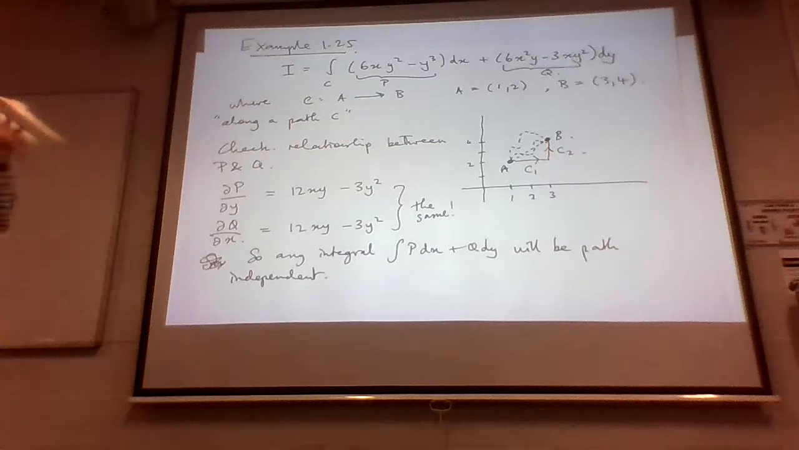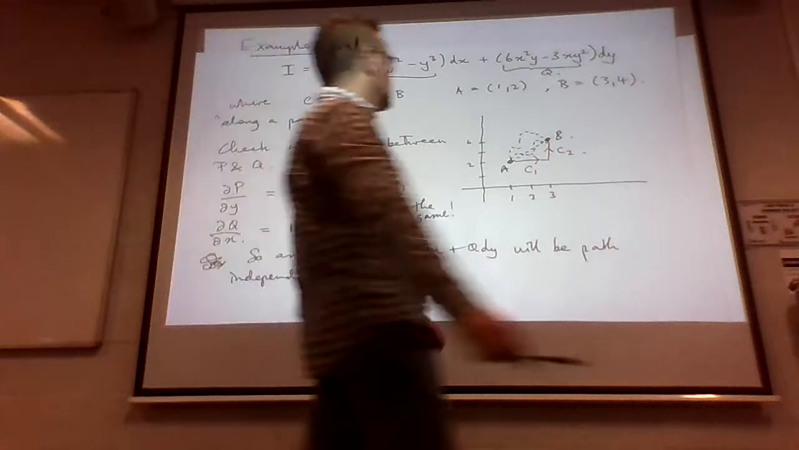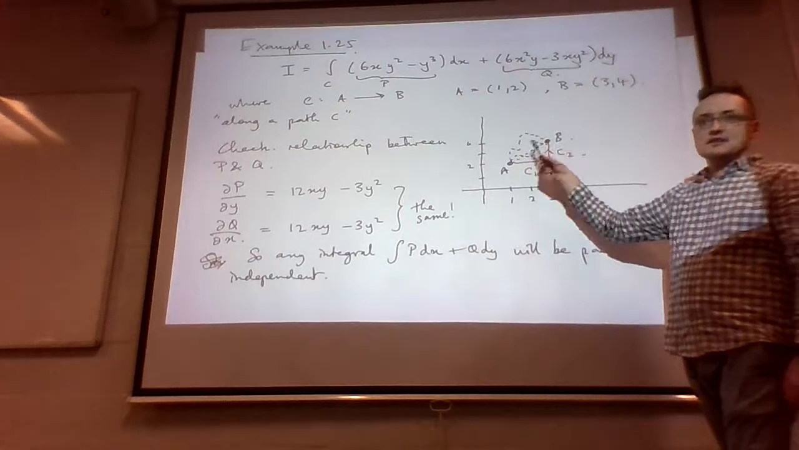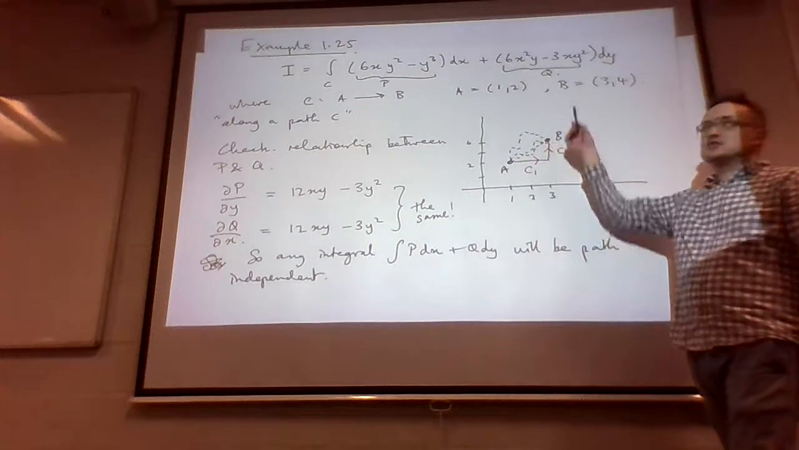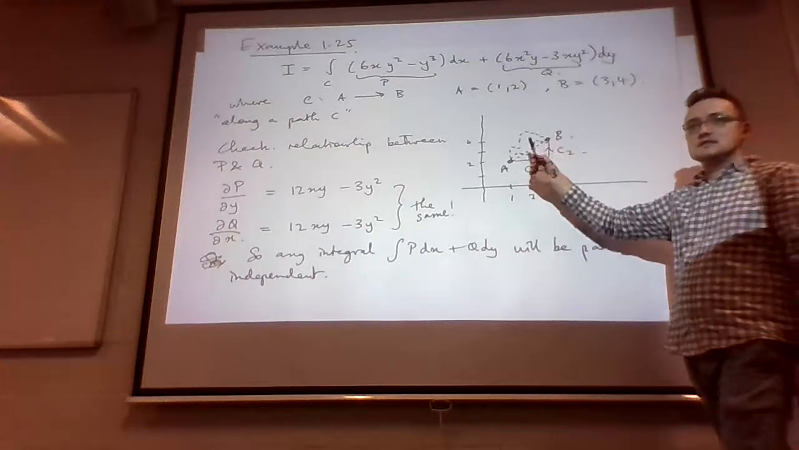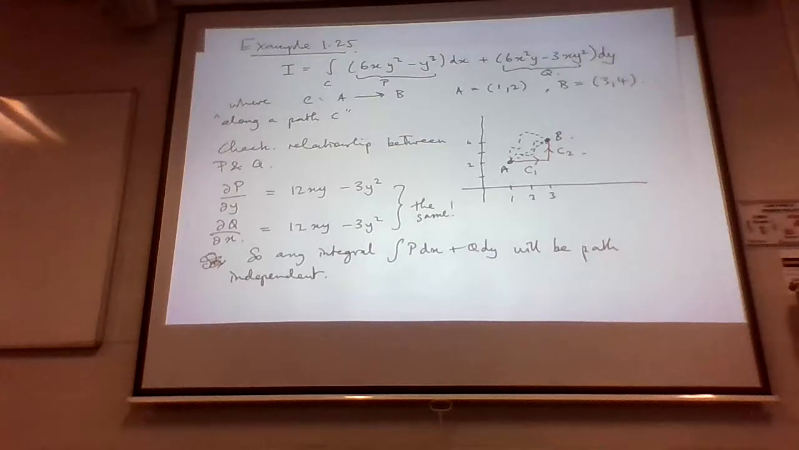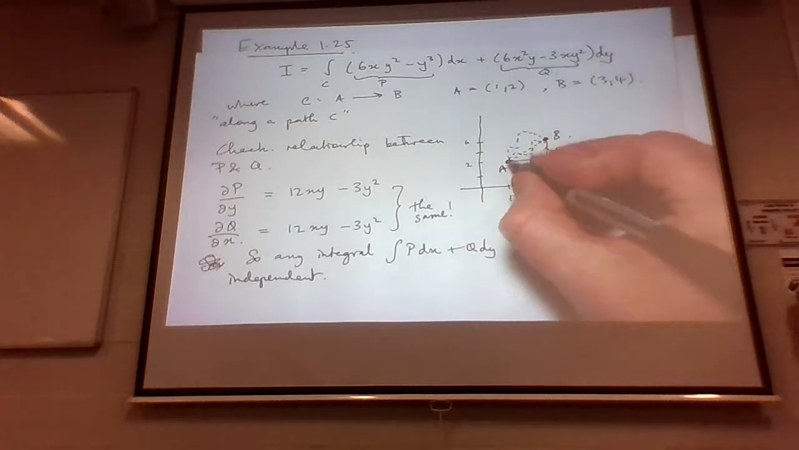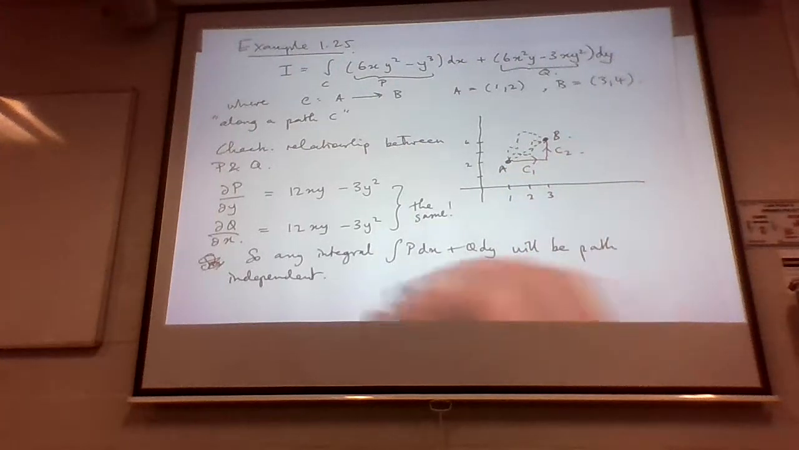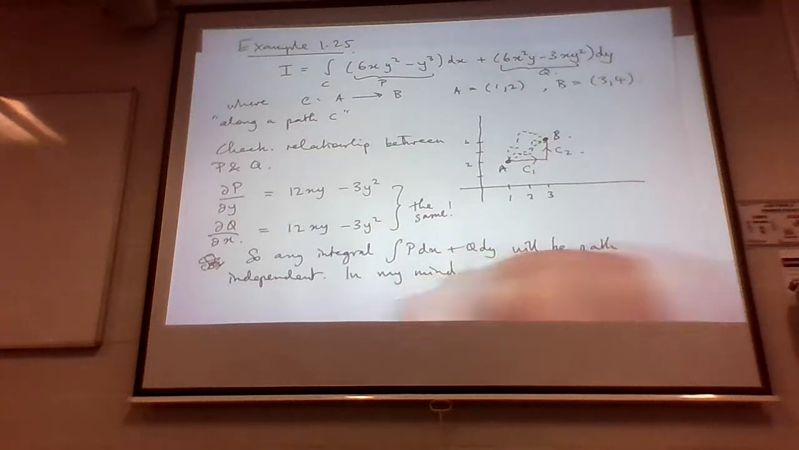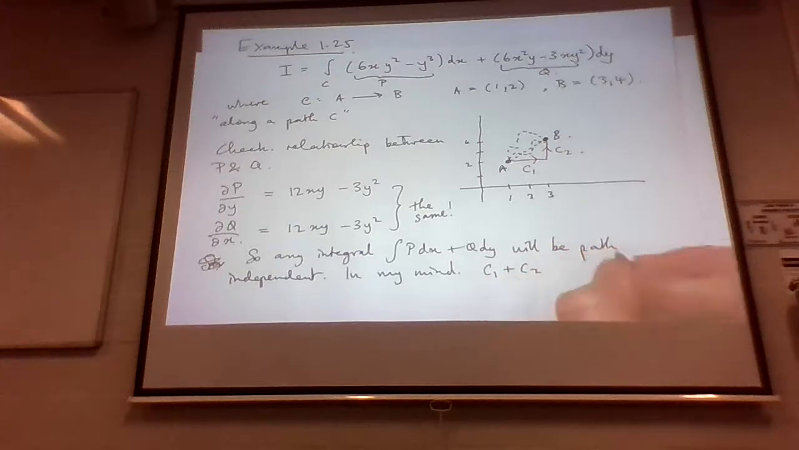So they're just illustrating many different possible paths that you might take from A to B. But in my mind, this one, going along C1 and then along C2, or going up first and then across, look the nicest for doing these integrals. So in my mind, C1 plus C2 looks the nicest.